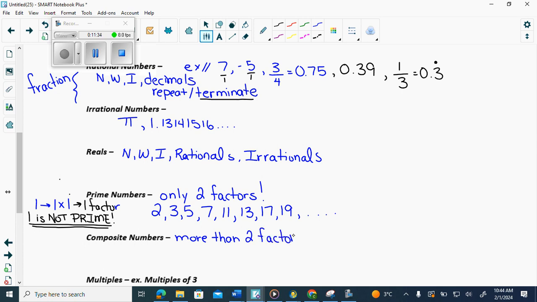So 1 isn't prime because it doesn't have 2 factors. 1 is not composite because it doesn't have more than 2. 1 only has 1 factor. So it's like its own little thing. It's not a prime or a composite.